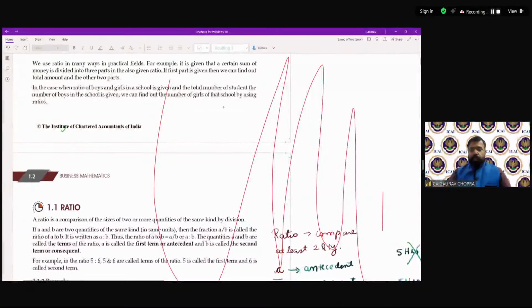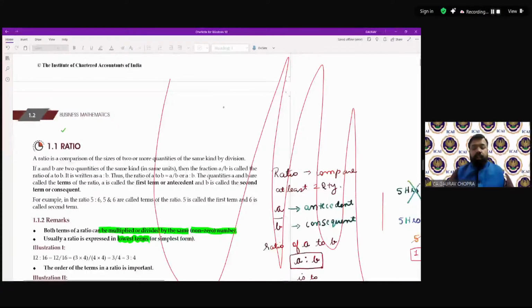So basically, what is simply a ratio? Ratio means we are comparing two quantities. Ratio simply means comparison of two quantities. The first value is known as the antecedent and the second value is known as the consequent.